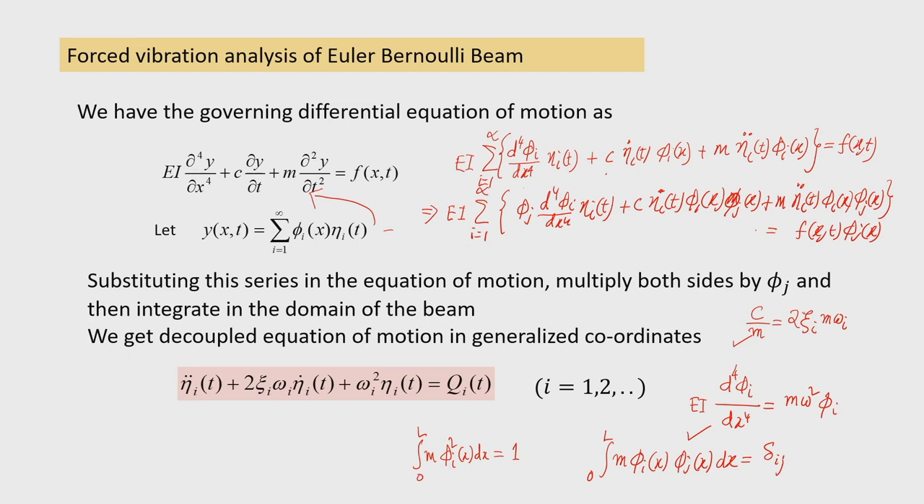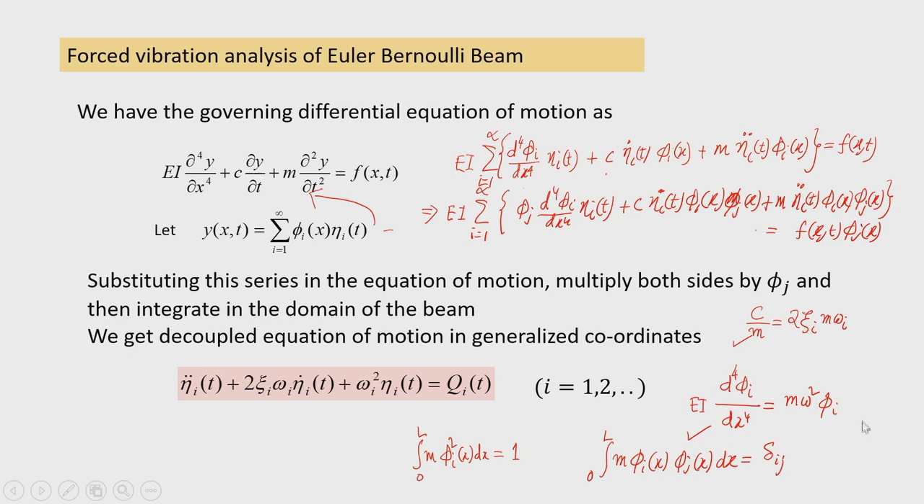Now you can integrate this expression in the domain of the beam and utilize this EI d4 phi i by dx4. So you will get here m omega square phi i phi j. You can see that this relationship will exist only when i is equal to j. Therefore, in the summation process many terms will be cancelled because of this orthogonality condition, and only one term will remain when i is equal to j. So in this process, using this relationship, mass proportional damping, and also the free vibration relationship, EI del 4 phi i by del x 4 equal to m omega square phi i.